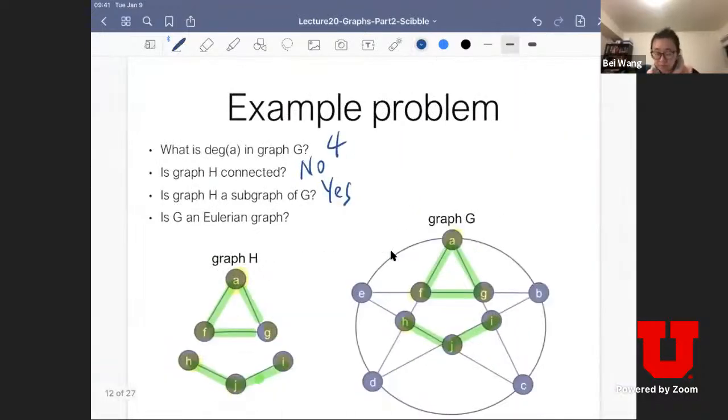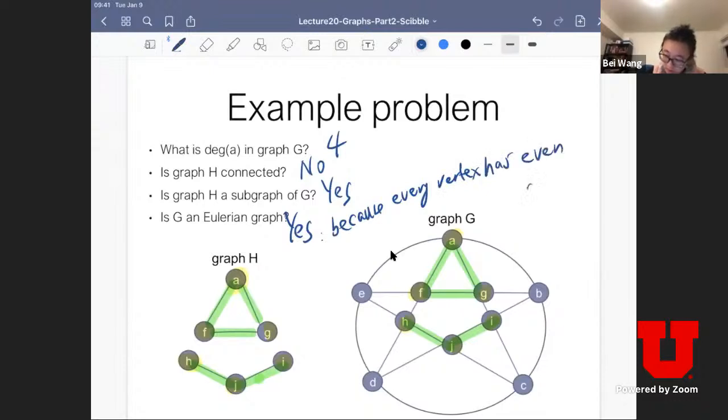So in this case, if you check, what is the degree for A? It's 4. The degrees for B, C, D, E are all 4. All the interior ones have degree 4. So all of them have even degree. So yes, this graph is Eulerian, because every vertex has even degree.